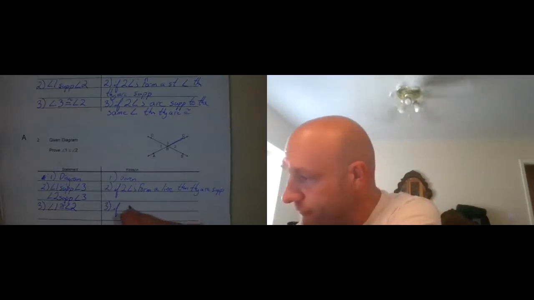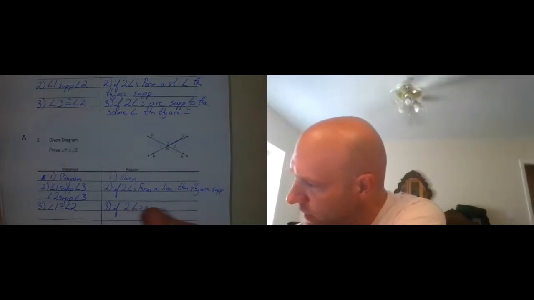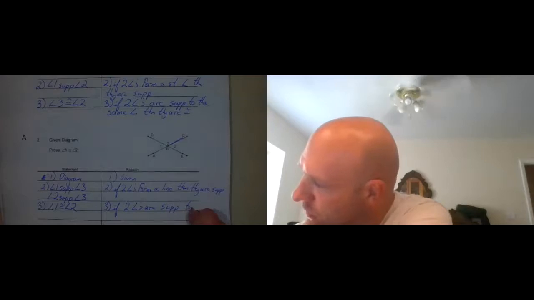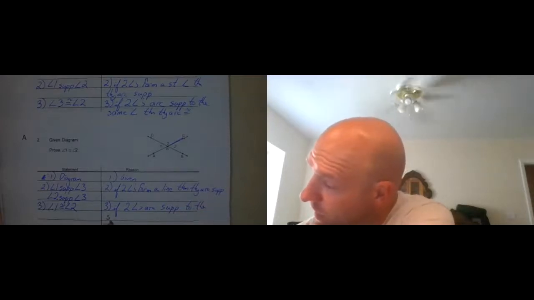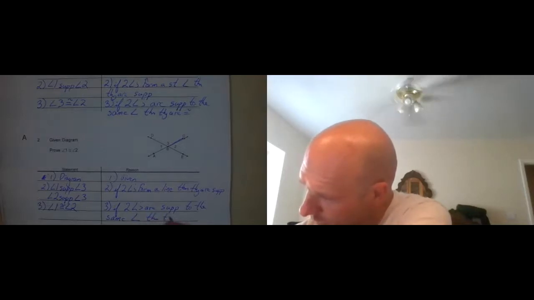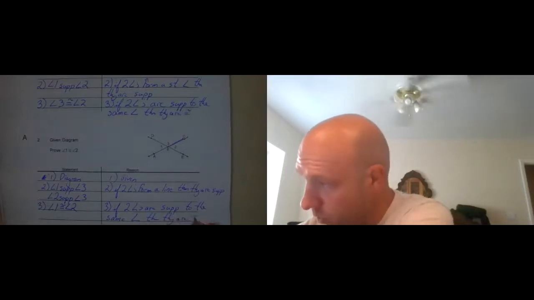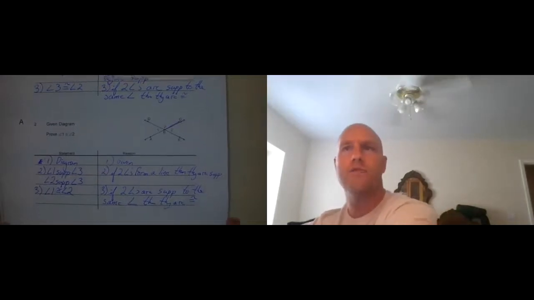3. If 2 angles are supplementary to the same angle, then they are congruent. And I'm going to pause right here and say we can do that proof even shorter. In fact, this is one of those uber rare proofs I could do in a single step very frequently.